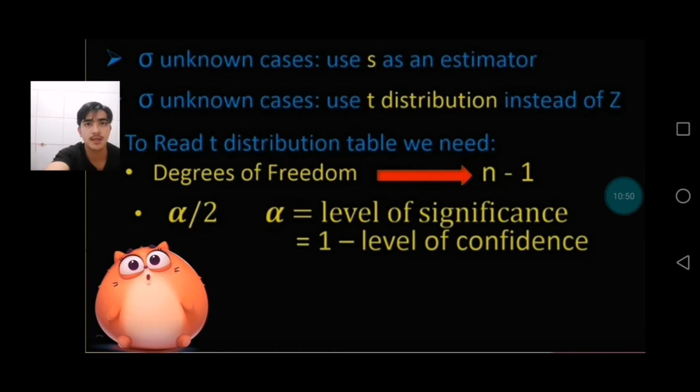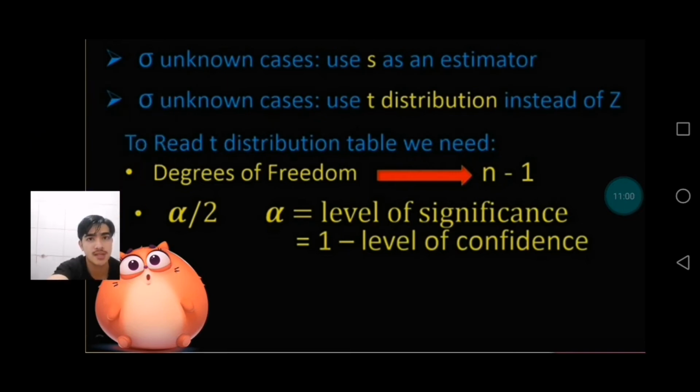For sigma unknown cases, we use the sample standard deviation S to estimate sigma. We will also use the probability distribution called the T distribution instead of the Z distribution. This T distribution accounts for samples of smaller size, and for when the sample is used to estimate the population standard deviation. The area under the T distribution looks very similar to the Z distribution.